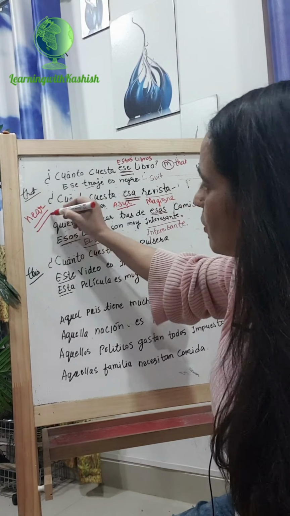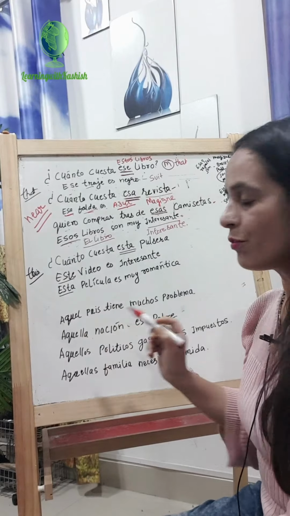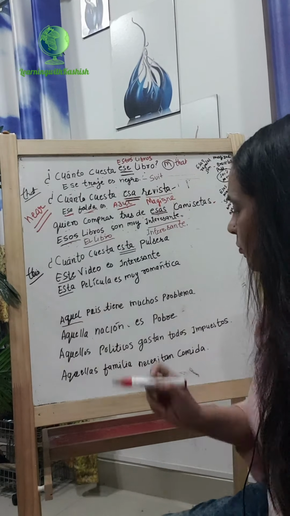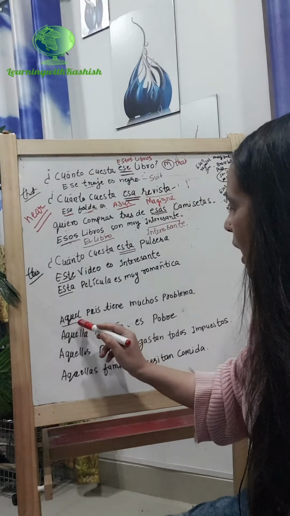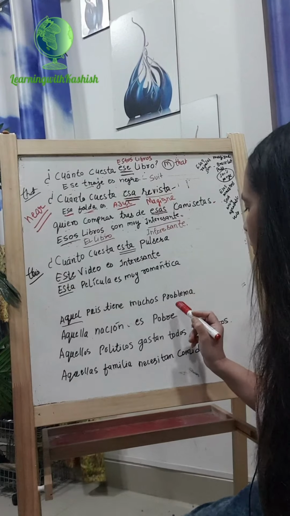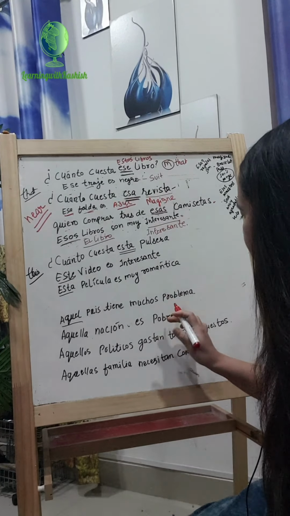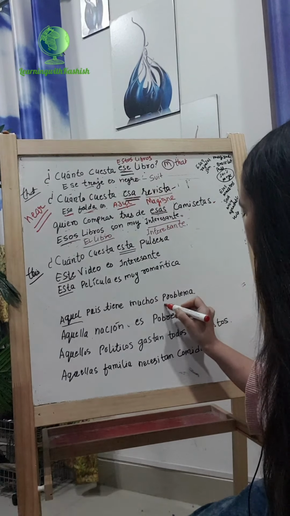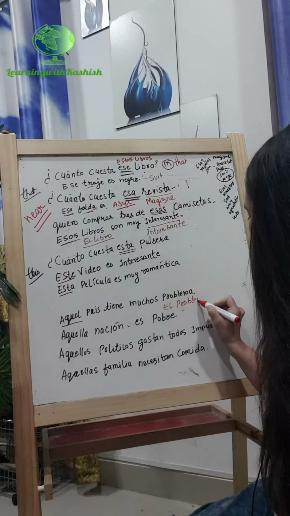That is near one. If something is near, you can use that one. Then if you want to use the far one, then we will talk about some country which is far away. Aquel país tiene muchos problemas. Problema is el problema, sorry, el problema.